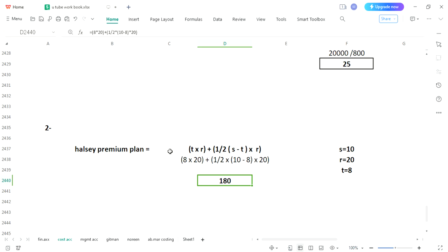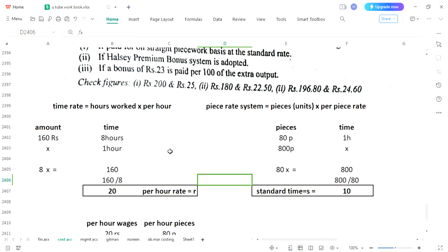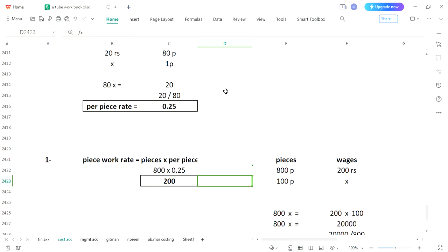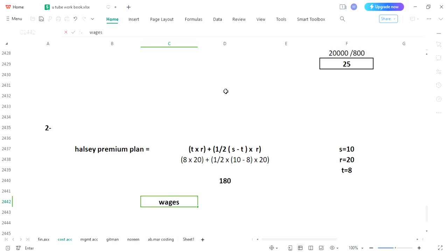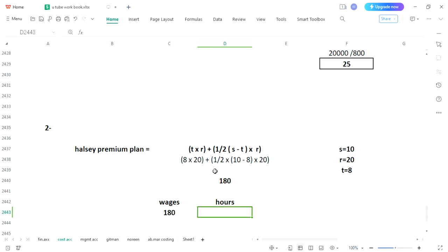This was the second part, first answer. So second part, first answer, 180 according to Halsey premium. And obviously we will be calculating per 100 pieces. For that, wages and hours would be compared. This 180 has been received, while how many units has he made?